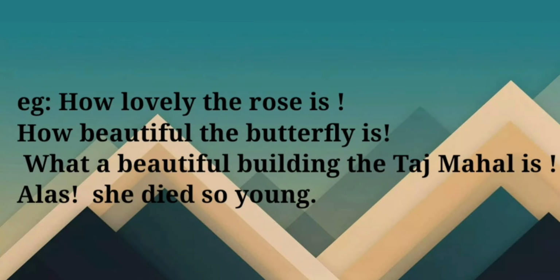Some examples of exclamatory sentences are how lovely the rose is, how beautiful the butterfly is, what a beautiful building the Taj Mahal is. Alas, she died so young. We can simply identify these sentences by the exclamatory mark. These sentences end with the exclamatory mark, or we use the exclamatory mark after words like alas, hooray, etc.